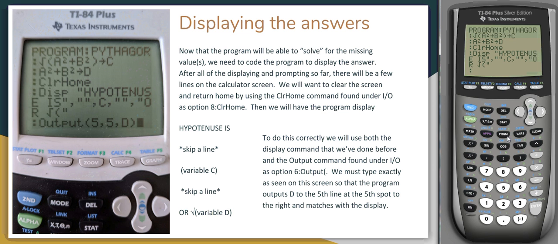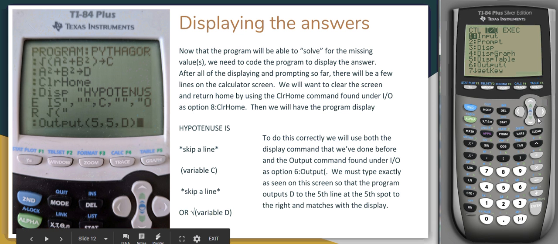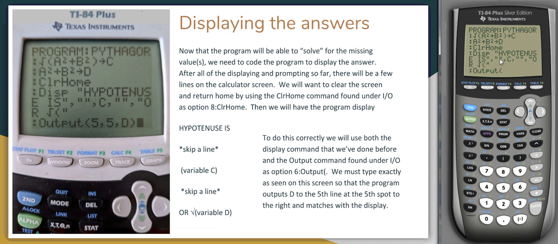In the next case, this time we can't do it as a display. Display will always just go one line after the other. Now we need to go to this input-output, scroll down to output. This will essentially overlay over anything that was already displayed. Again, text or values, whatever you want, and you have to do it in the right position. So we want 5th row, 5th spot, variable D.